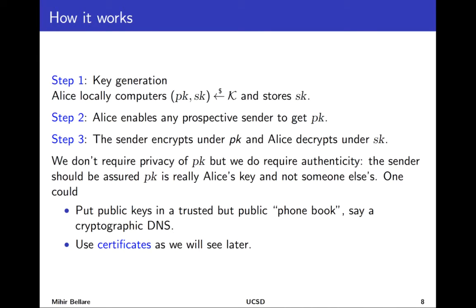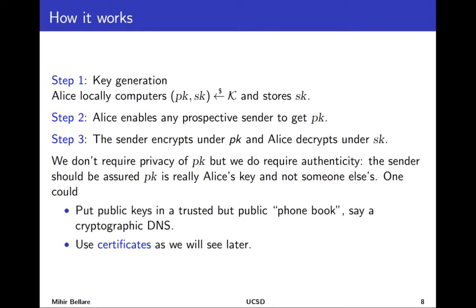So how does it all work? How do you set all this stuff up? Well, the first step is key generation, and that's something Alice does locally. So she gets on her computer and she runs some software, and that will generate a key, and she'll store the secret key. You can find such software readily. You can go to, for example, OpenSSL and get routines which perform this kind of key generation.